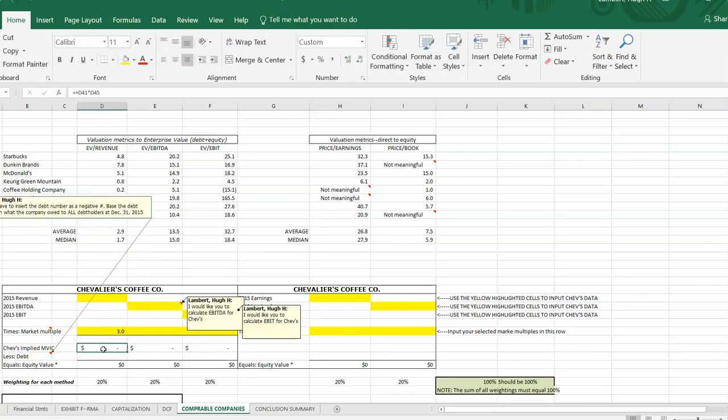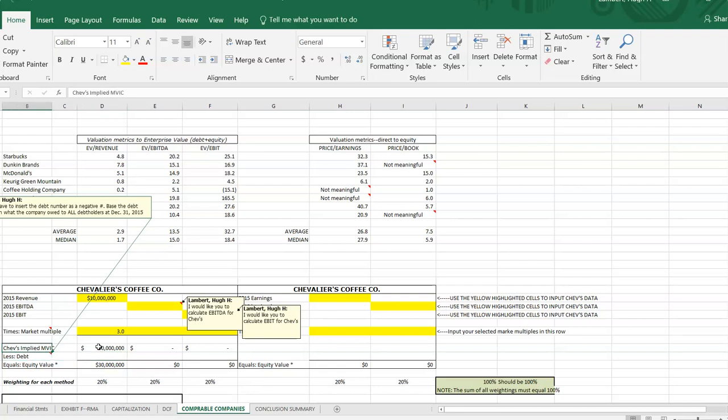And I'm just going to make up a number. Say our company had 10 million of revenue times the 3 times revenue multiple. That gives us an implied valuation of 30 million for our company on an enterprise value basis. We would subtract off the debt and we would get to equity value.